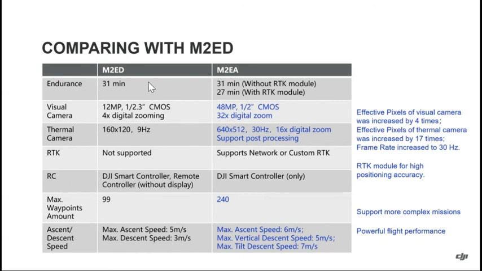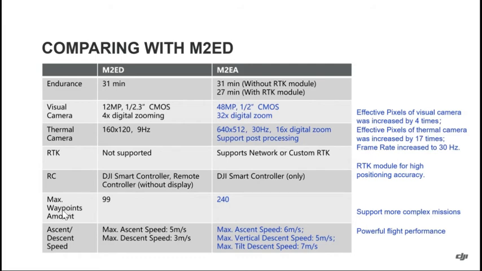For the RTK ability, Mavic 2 Enterprise Duo does not support RTK, and Mavic 2 Enterprise Advanced could support network RTK or custom RTK, which could enable users to achieve high precision accuracy. And for the remote controller, Mavic 2 Enterprise Duo could use the DJI Smart Controller or the remote controller without display, while if you are using Mavic 2 Enterprise Advanced, you could only use the DJI Smart Controller.